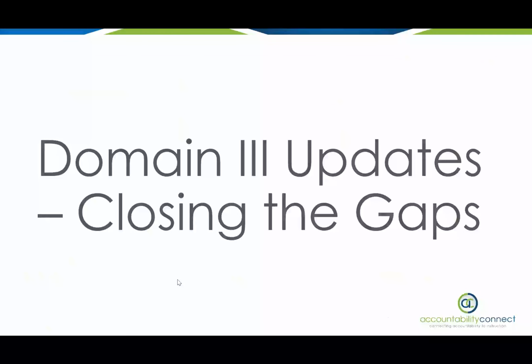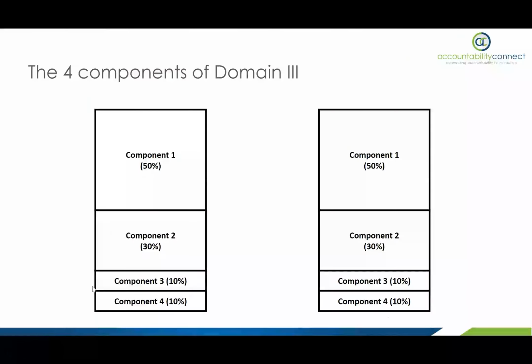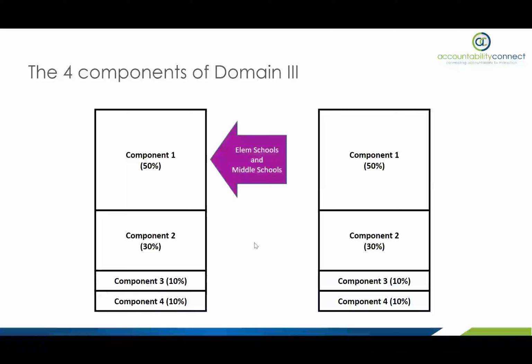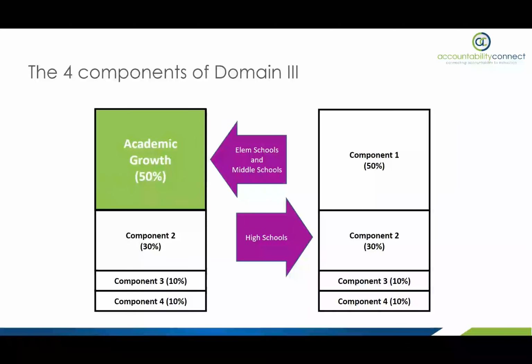Next on the list of proposed changes is domain 3, closing the gaps. While the overall components of domain 3 are not going to change, we still see elementary and middle school on the left-hand side and high school on the right-hand side. The components are exactly the same as they have been, and how much they contribute to your domain 3 is still the same as well. So this part of domain 3 is remaining exactly the same.